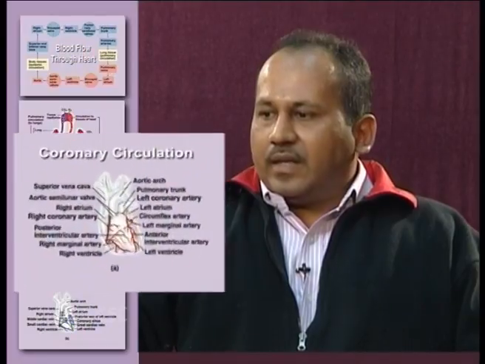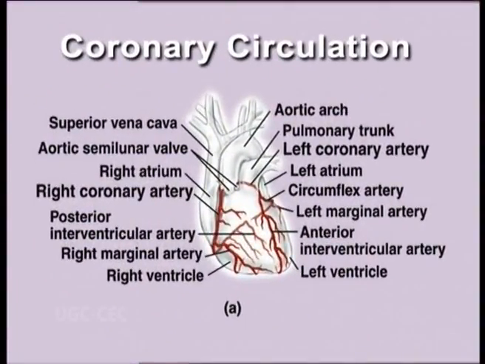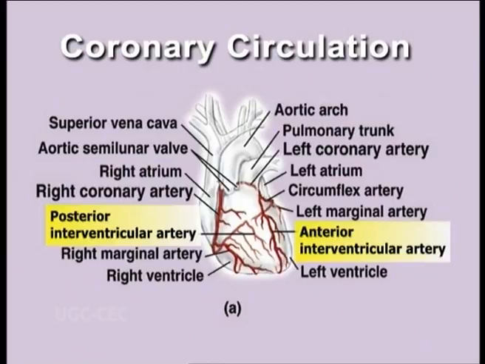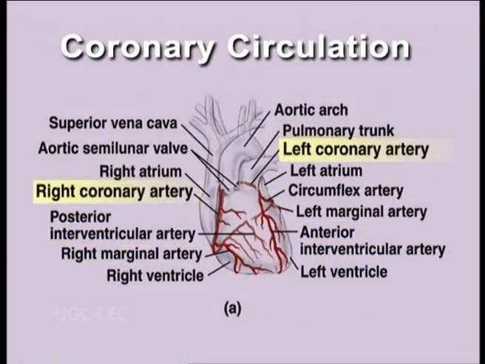Besides the coronary artery, there are several arteries like the circumflex artery, as you can see in the diagram, the interventricular artery, the right marginal artery, the coronary artery and its branches.